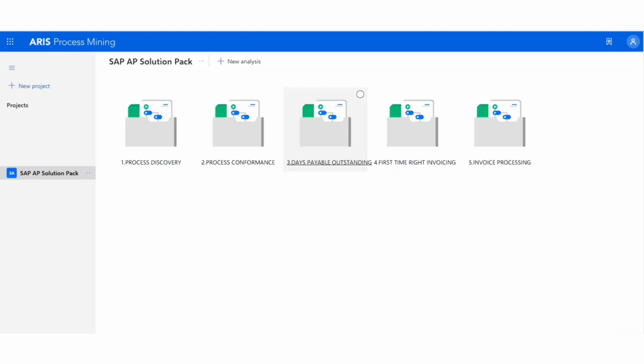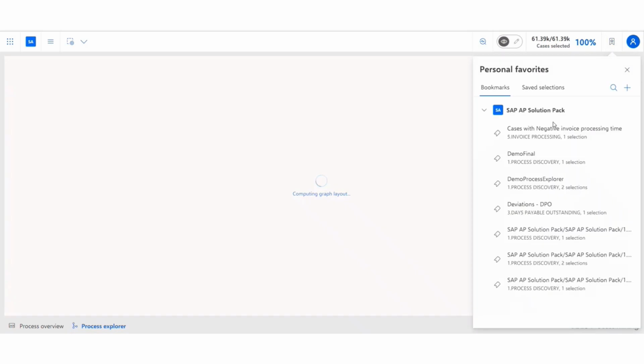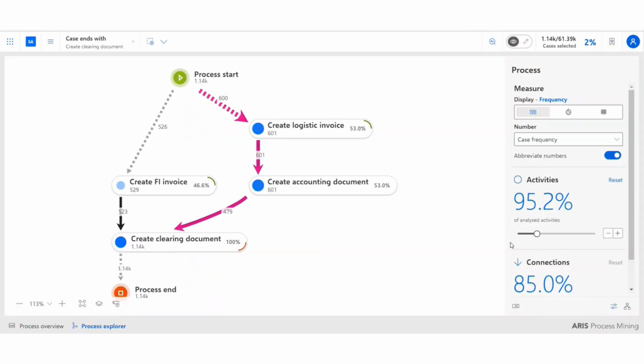So let's start with the Process Explorer. The Process Explorer gives you the means to analyze your processes in the most flexible way. So you can really do a deep dive in your process structure. You see here the happy flow with two paths.